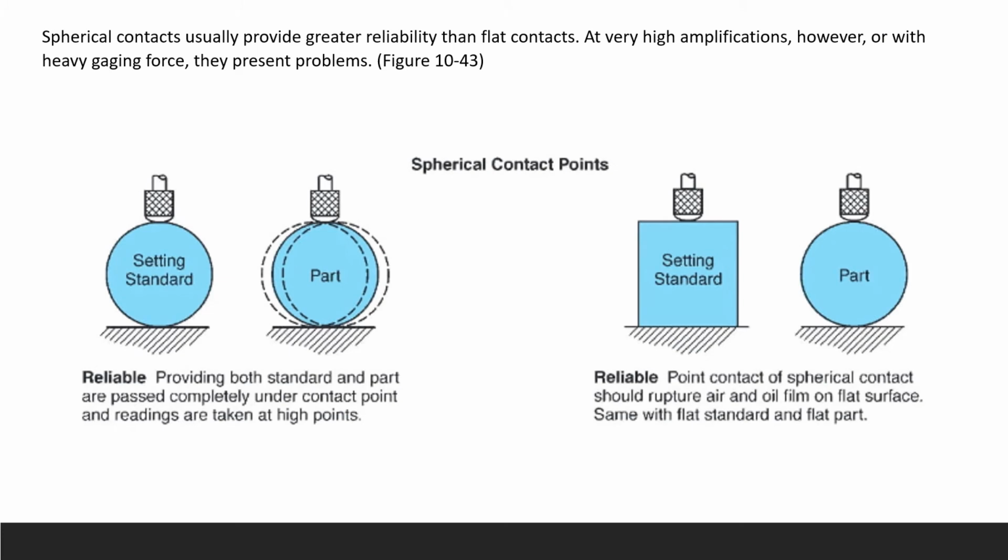Spherical contacts usually provide greater reliability than flat contacts. So here we are using the spherical one, and thus with better reliability at very high amplifications. With heavy gauging force, they present problems though, even though they're good for reliability. So those are spherical contact points. Point contact or spherical contact should rupture air and oil film on a flat surface. Same with a flat standard and a flat part. So we're just talking about this little gap right there.